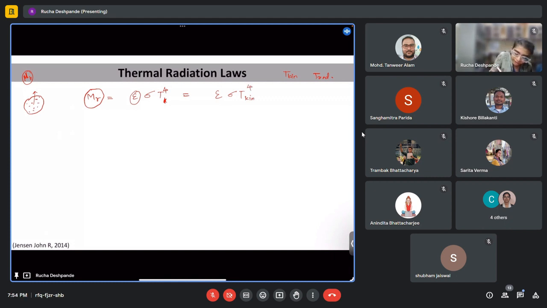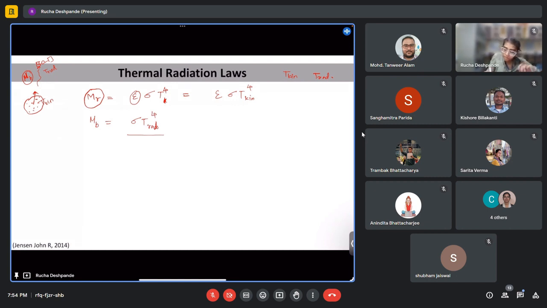Now for a black body, because the emissivity of a black body is 1, the temperature which is sensed, which is T rad, and T kin would be the same because it is emitting at the highest possible rate. So for a black body, the equation can be modified to this: sigma T rad to the power 4.